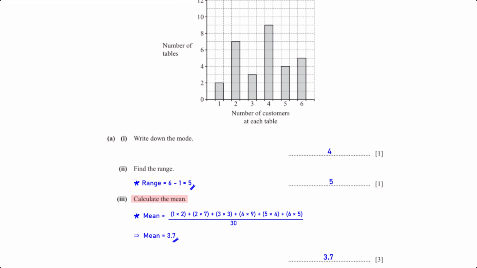Calculate the mean. The mean is equal to the total number of customers at the 30 tables, which is 1 times 2 plus 2 times 7 plus 3 times 3 plus 4 times 9 plus 5 times 4 plus 6 times 5, divided by 30. When we type this into the calculator, we get 3.7.